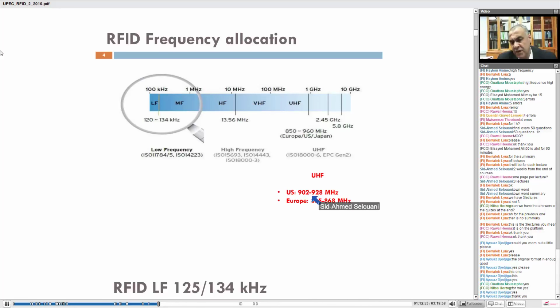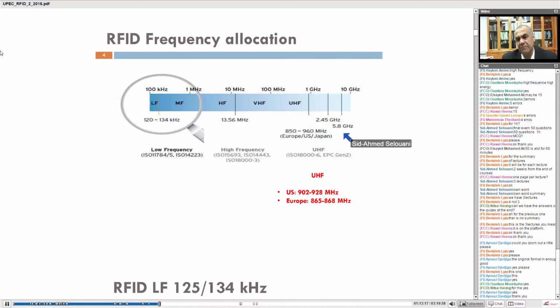You are not allowed to use UHF RFID beyond this range. For the US, for example, and Canada, this is this range. So it's not the same frequency range depending on the country you are in. I will give you some examples for countries.